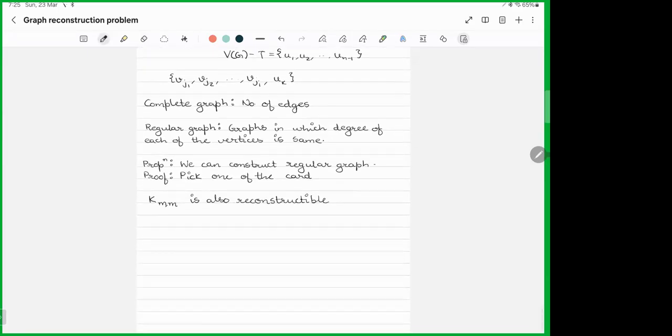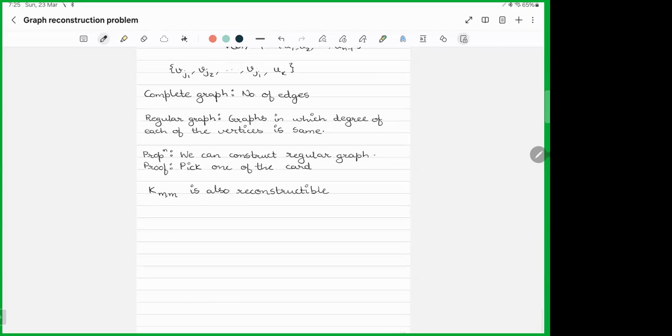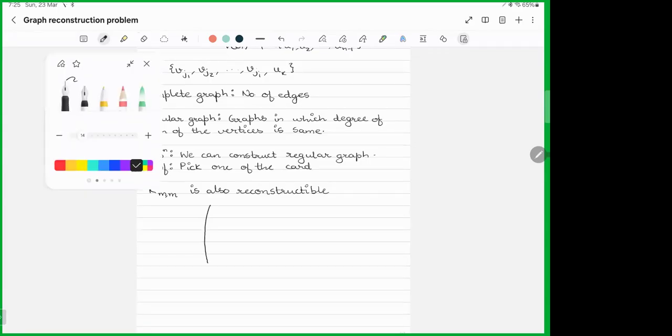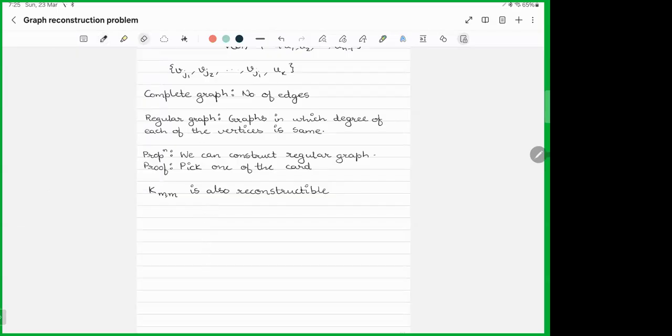This is the complete bipartite graph with bipartition of size m and m. By the way, do you know what a complete bipartite graph is? Is there anyone who doesn't know what a complete bipartite graph is? I don't. Okay, so do you know what a bipartite graph is?